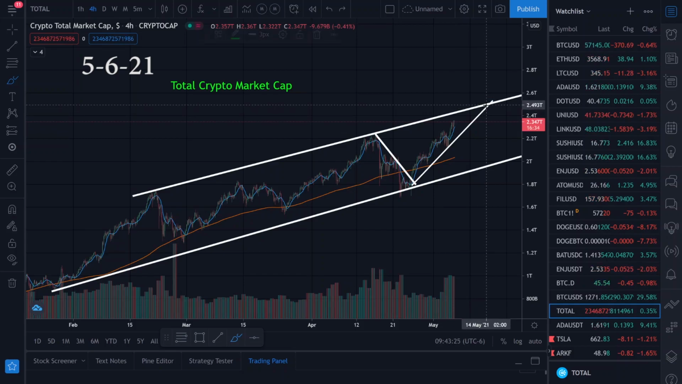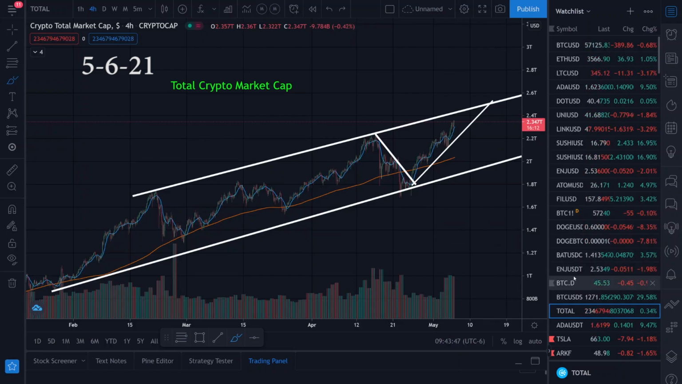So I think pretty soon here in this little area right here, maybe we have until this ends on the 14th right here. The 14th is right here. So we'll see if we break up or if we break down from here. This might be a good buying opportunity, or if it breaks up, then it might be a good buying opportunity right here too. So we'll have to wait and see. And that's just the total crypto market cap.